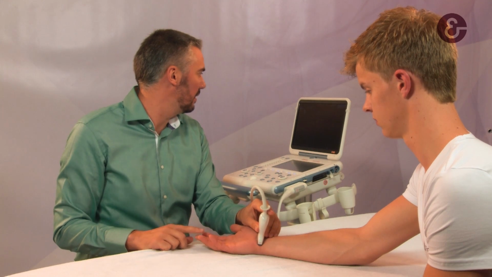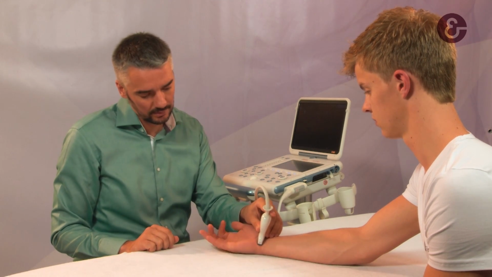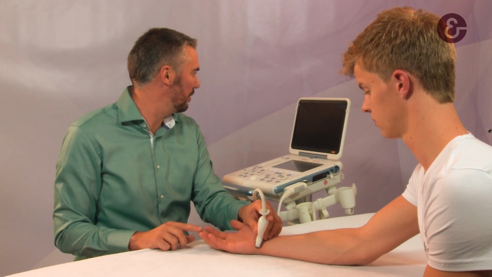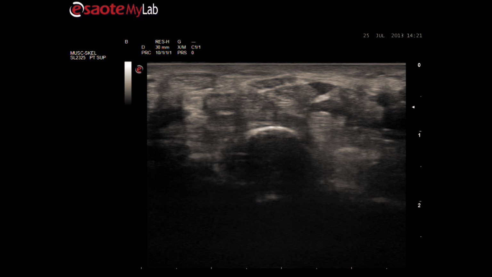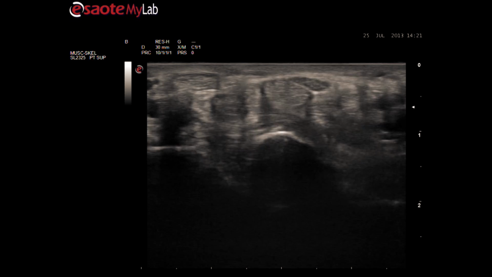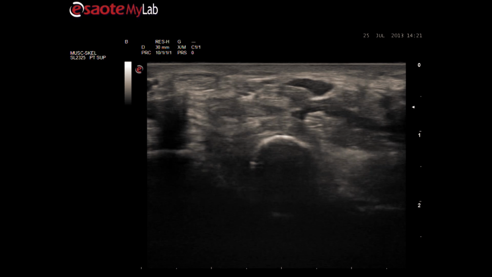We ask the patient to flex and extend his fingers. Due to activating the flexor muscles, the median nerve will move inside the carpal tunnel from left to right, which is correct anatomical behavior. See the median nerve moving from left to right and the underlying flexors rotating around their axis. We can follow the median nerve in its course proximally.